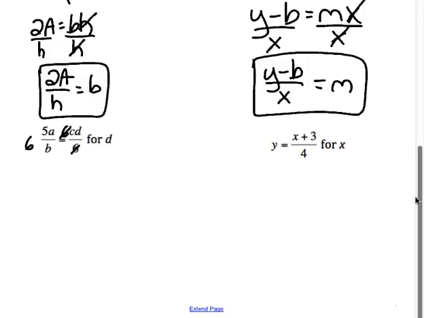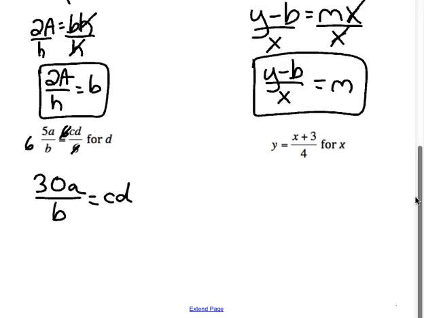So I'm going to multiply by 6. Well, it's going to multiply up to the top, so that's actually going to give me a 30a over b equals CD, right? Multiplying the 6 up to the other side.